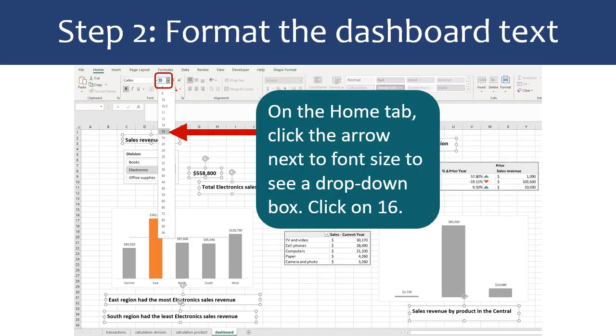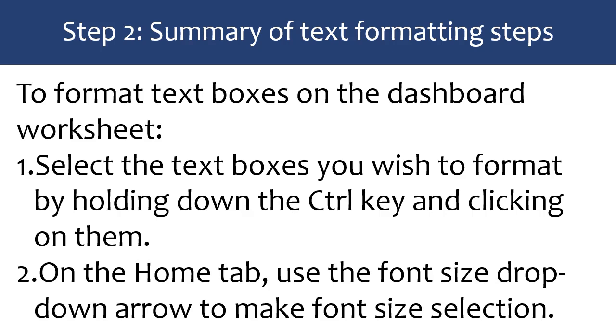On the Home tab, click the arrow next to the font size to see a drop-down box. Click on 16. Let's summarize those steps. To format text boxes on the dashboard worksheet: 1. Select the text boxes you wish to format by holding down the Control key and clicking on them. 2. On the Home tab, use the font size drop-down arrow to make the font size selection.